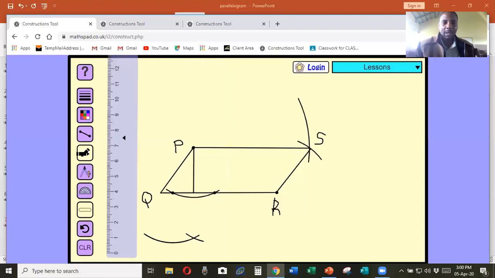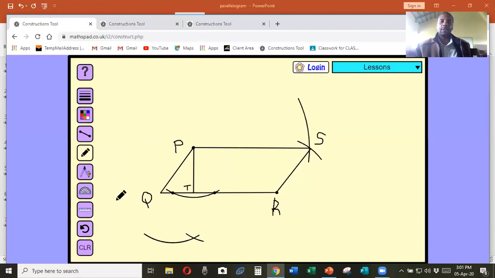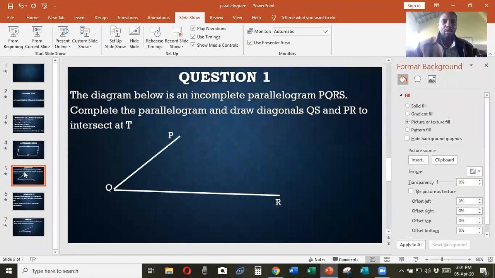I can call this part T, for example. This part here, I can call it T. So PT is my height. So moving on to the next question, question number 2. I don't know whether you still recall what question number 2 was saying. I can take you back. We started with question number 1. We have completed question 1.